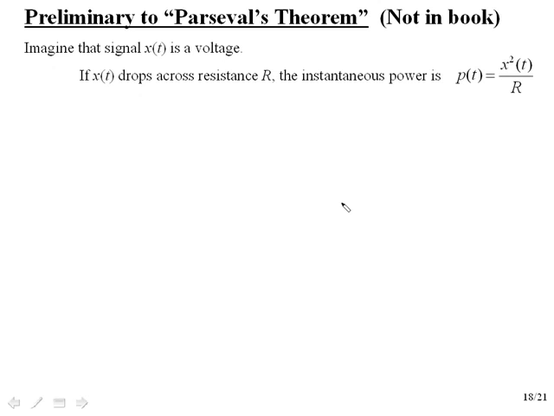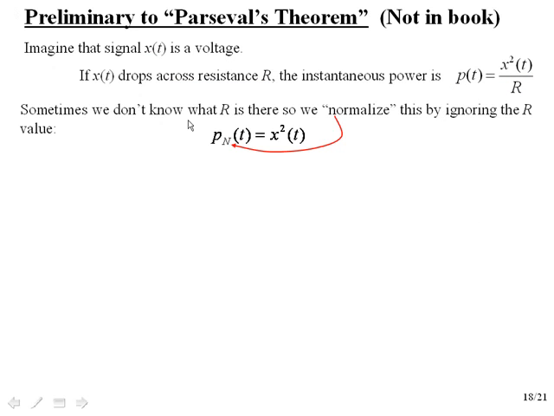So, from your circuits class and your physics class, if we have x of t and we view it as a voltage, and we apply that voltage across some resistance R, we can state an equation for the instantaneous power. By instantaneous, I just mean it's power as a function of time. So as the voltage changes, the amount of power that's being applied to this resistor, or equivalently dissipated by this resistor, is just the voltage squared divided by R. Okay, so we've got that idea.